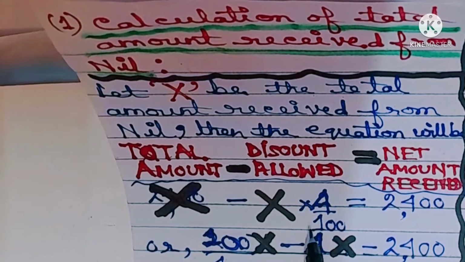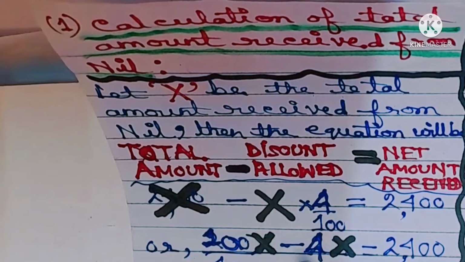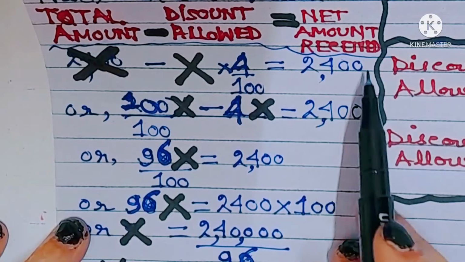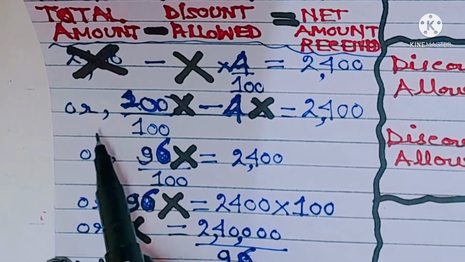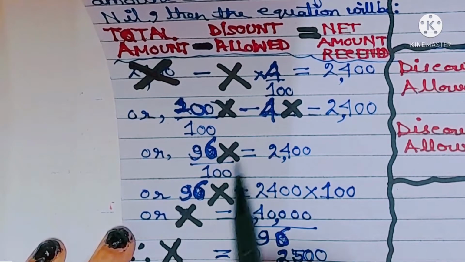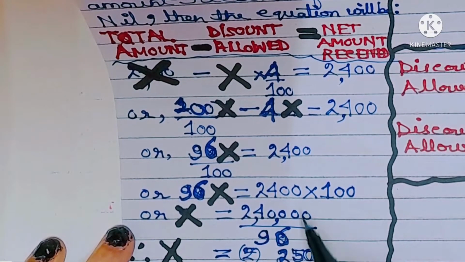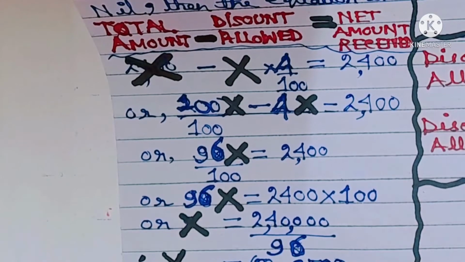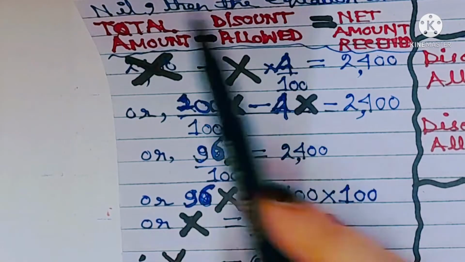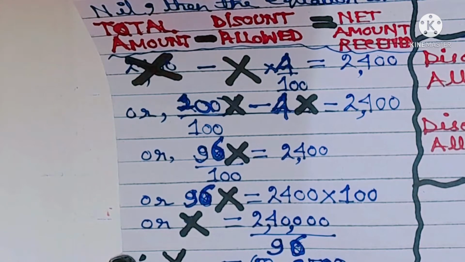What is the discount allowed? We don't know. So total amount X into 4 by 100, that is the amount of discount, is equal to the net amount. Net amount we know, 2,400 received from Neil. So calculate this equation. Ultimately we are getting 96X is equal to 2,400 into 100. So if you calculate X, you will get 2,500. What is this X? Again আমরা বলেছি, let X be the total amount received from Neil. So total amount received from Neil is equal to rupees 2,500.